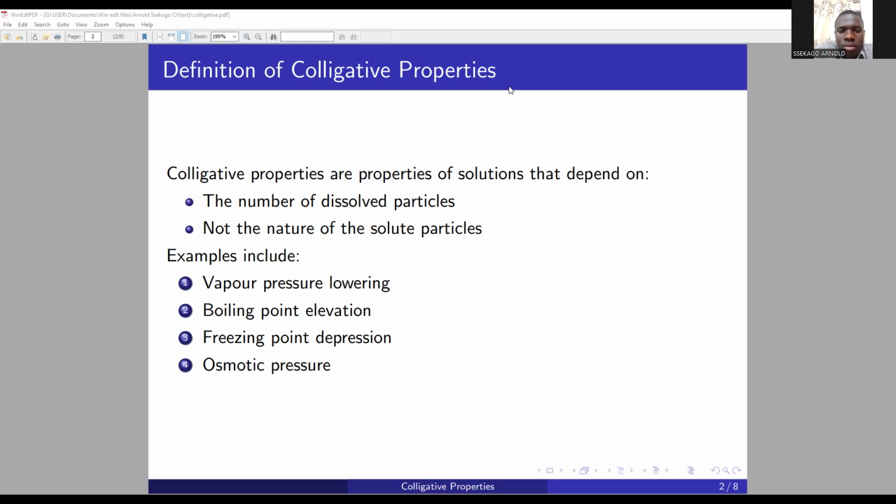Basically, we refer to those properties that depend on the number of particles, but not the nature of those particles. For example, I think I did not open this very well. Now I have to write in it. Let me first open another avenue.